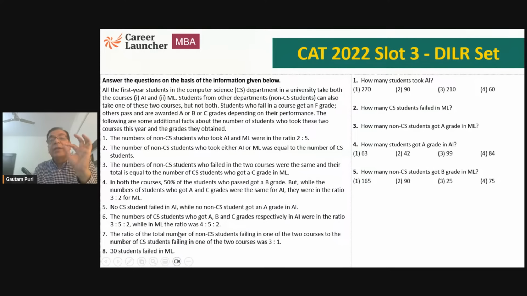Now we understand this data, and we are also clear when looking at the questions. How many students took AI? That is one question I need to find. How many CS students failed in ML? How many non-CS students got an A grade in ML? How many students got an A grade in AI? How many non-CS students got a B grade in ML? Now, what am I going to do when I'm solving the data set? These are the areas that I will focus on.